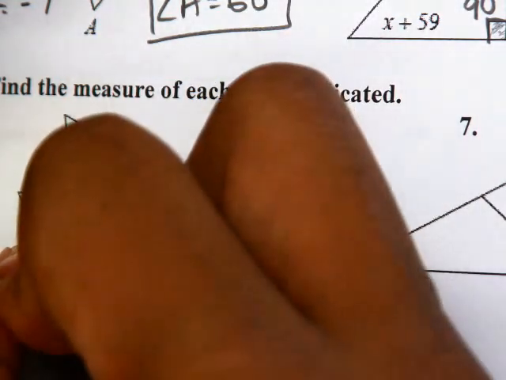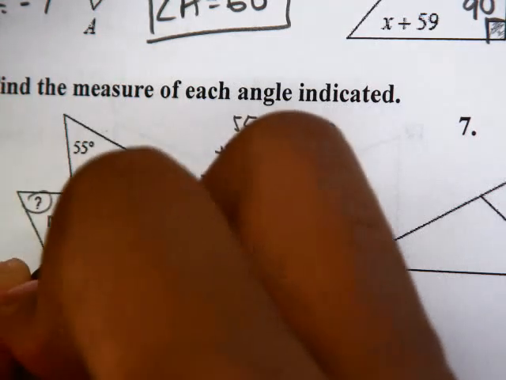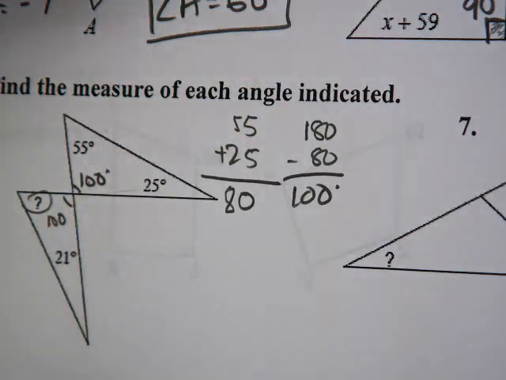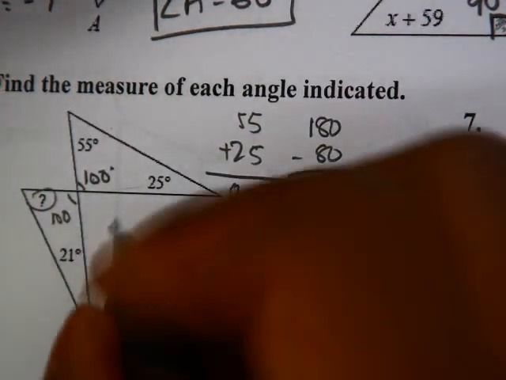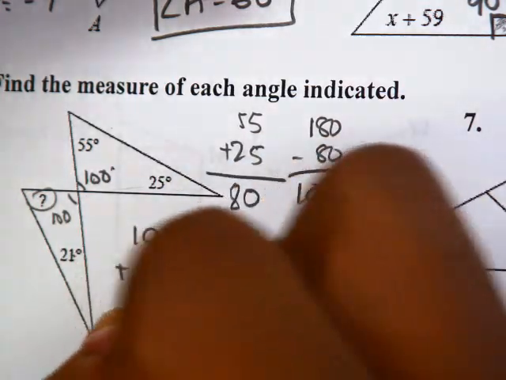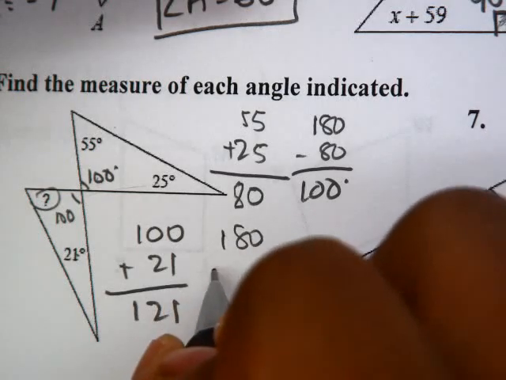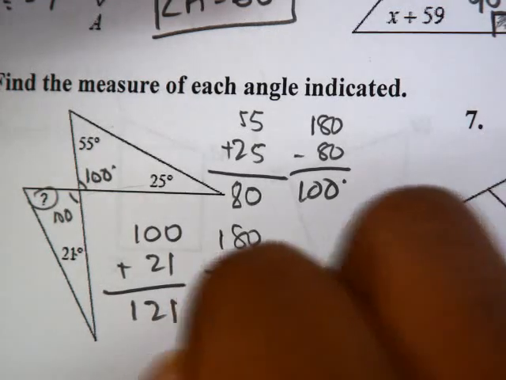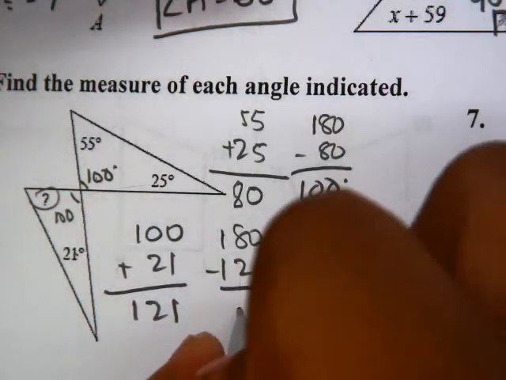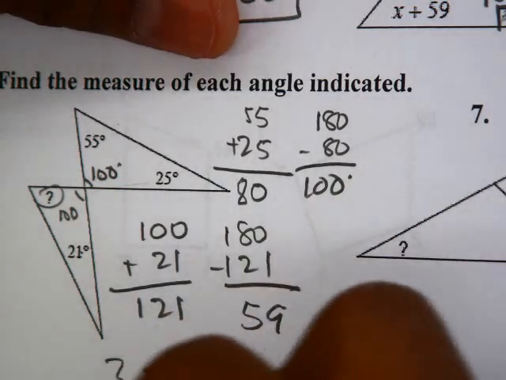Well, I notice that these angles here are vertical angles, and vertical angles are always congruent. So this angle is also 100 degrees. And that gets me into the second triangle I want. I have two angles and that one missing, so 100 plus the 21 is 121. Go ahead and subtract that from 180. And I get the angle that I'm missing is 59 degrees.